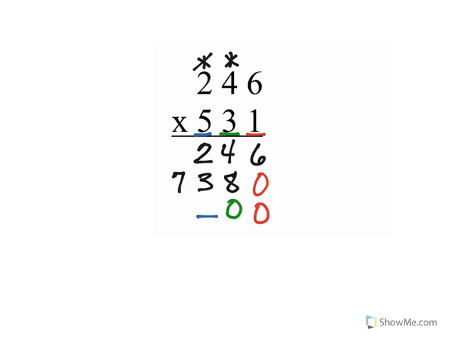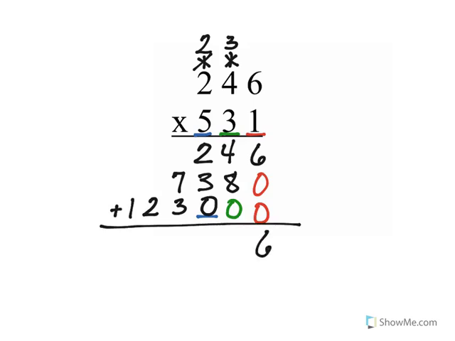So 5 times 6 is 30. I'm going to put a 0 here and carry my 3. 5 times 4 is 20, plus 3 is 23. Put my 3, carry my 2. 5 times 2 is 10, plus 2 is 12. I'm going to put my 12 here, and I'm going to add them all together.